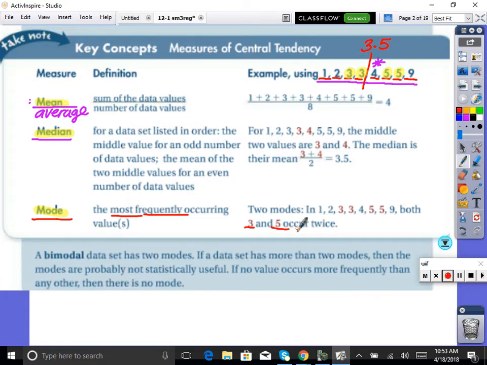Does everybody understand? Now here's the thing. If there are more than 2 modes, it's the same thing as having no mode. Because if you have lots of modes, more than 2, it's just as equal as saying no mode. So let's say I put another 9 in here. My mode would be 3, 5, and 9. That's too many. Either 2, 1, or none. So we would say no mode. If I was to add in another 9, now do you see how there's 3 nines?